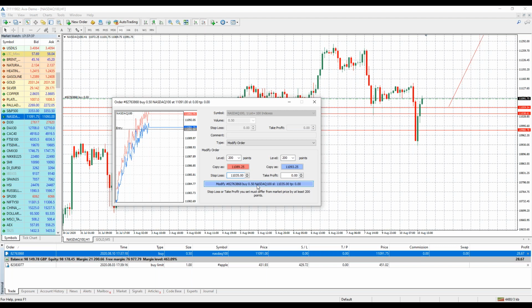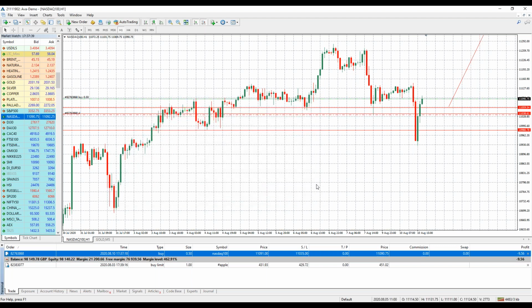At 11,035, I could potentially put my stop loss right back below the support level. If it breaks back below, I could be out, right? And then my take profit could be the first resistance level if I'm scalping. There it is. It broke through.